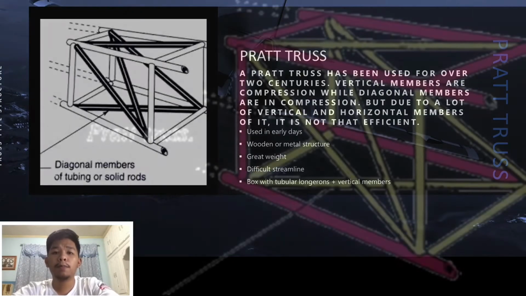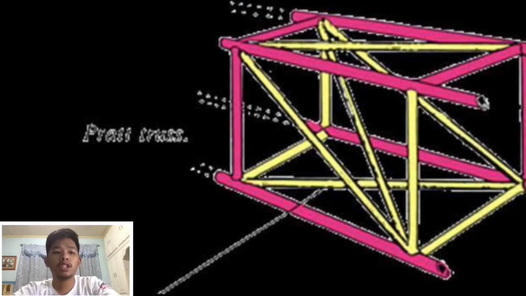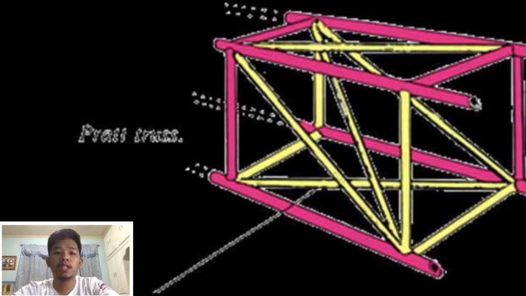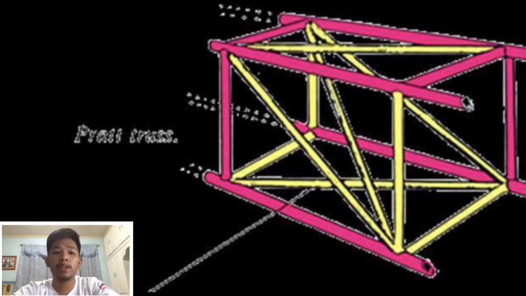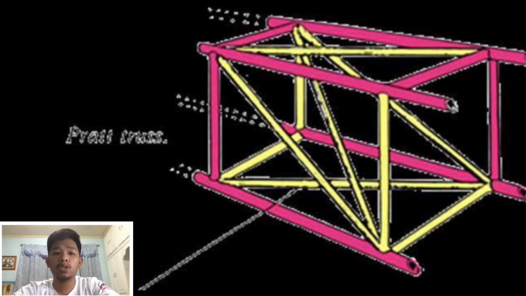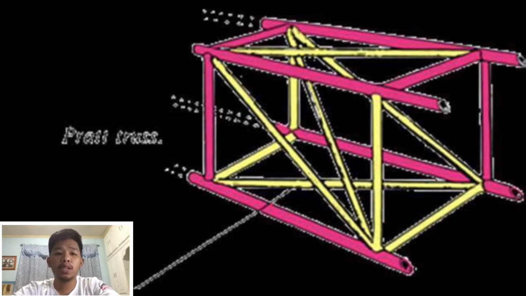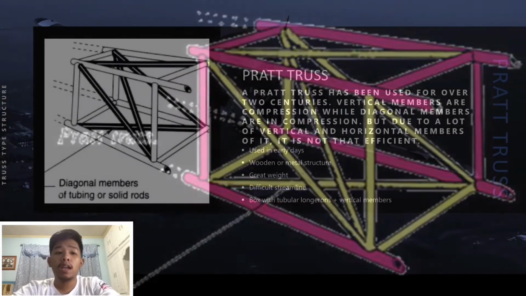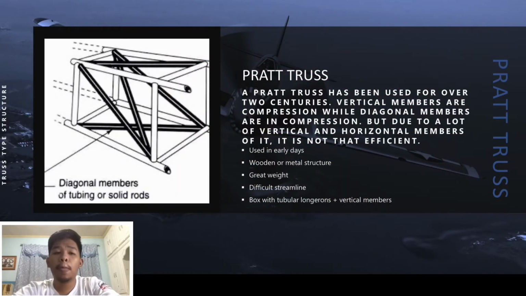So first, the Pratt truss. The Pratt truss is a truss structure in which the longitudinal members are separated by vertical members that carry only compression loads and diagonal members that carry only tensile loads. Most fabric-covered airplane wings are built with the Pratt truss. It was used in the early days, and it can be built using wood and metal structures.